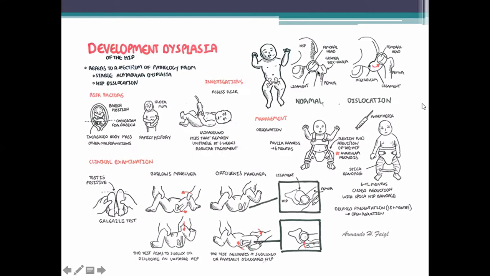So normally, this is the complete acetabulum. In congenital dislocation, it is deficient superiorly and posteriorly, so that the femur is displaced backward and upward.